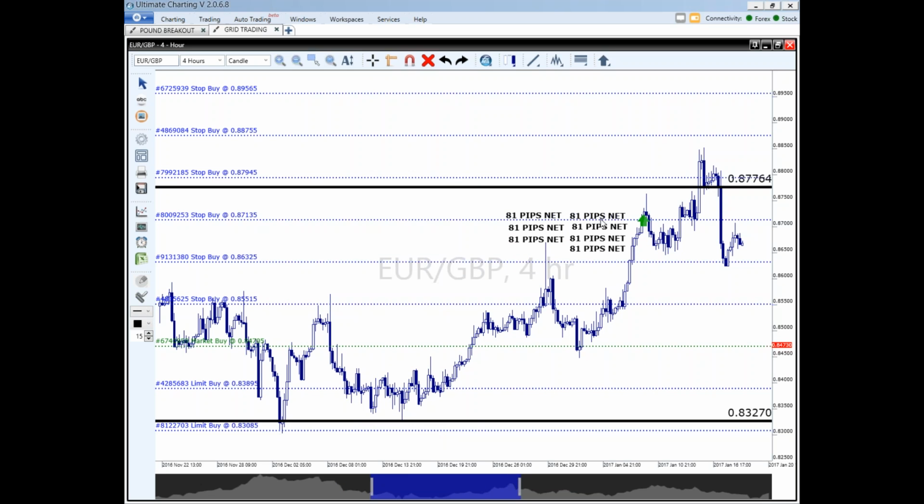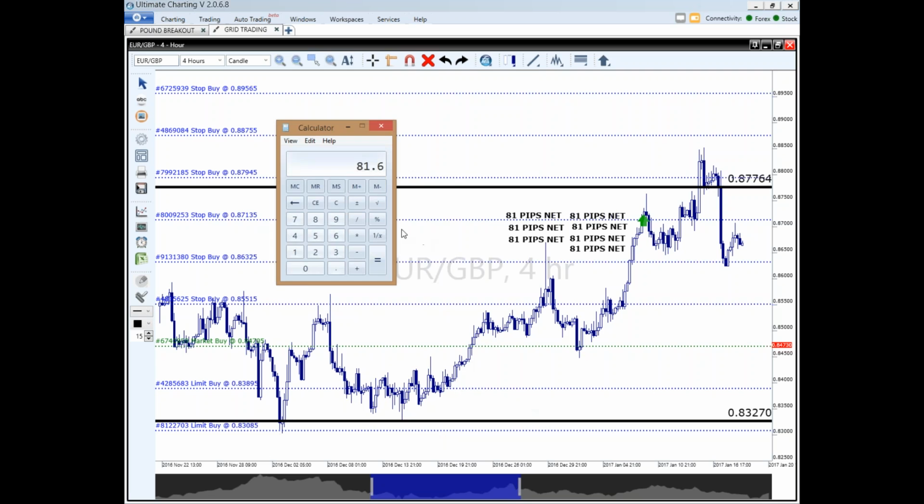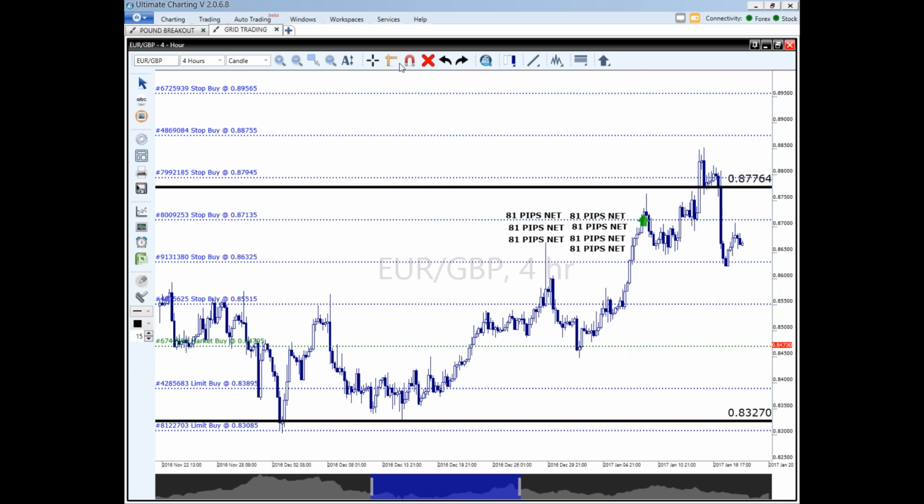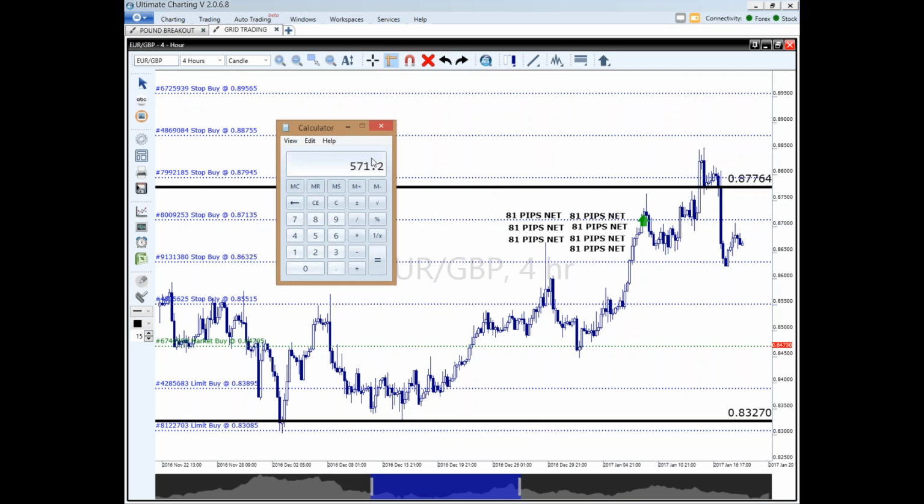1, 2, 3, 4, 5, 6, 7. 81 times 7. 571 pips. Well, heck, the range is only 448 pips. You made more pips sizing in the market than the actual consolidation range itself. How many of you like that? 448 pips was the range, and you ended up making 571 pips off these moves.